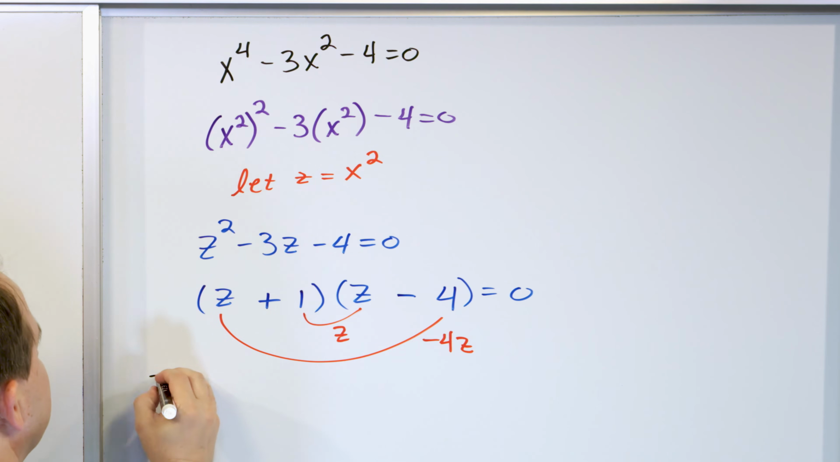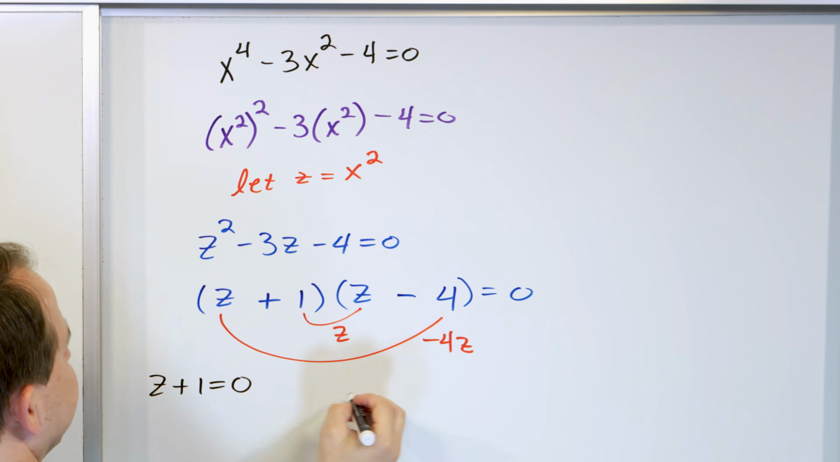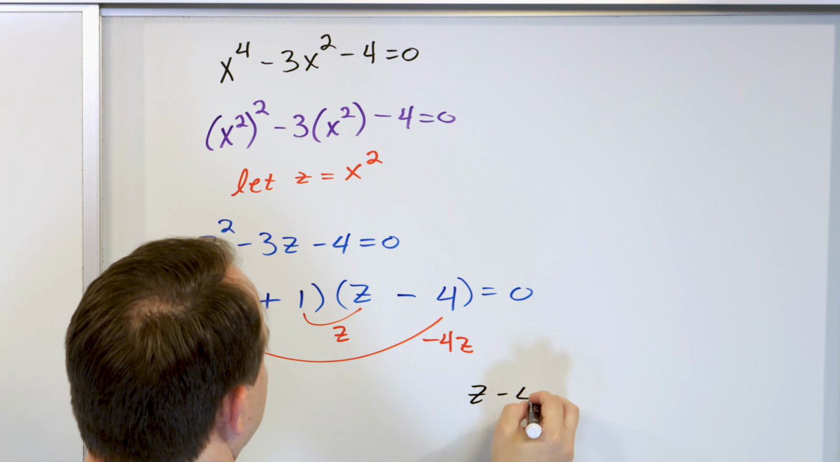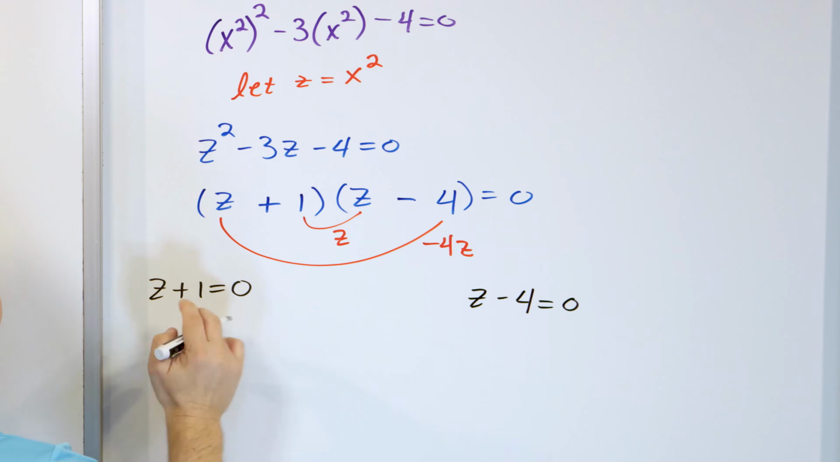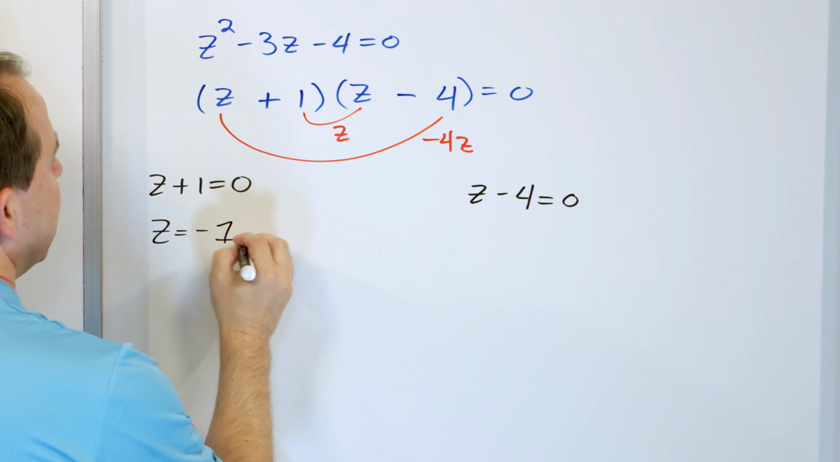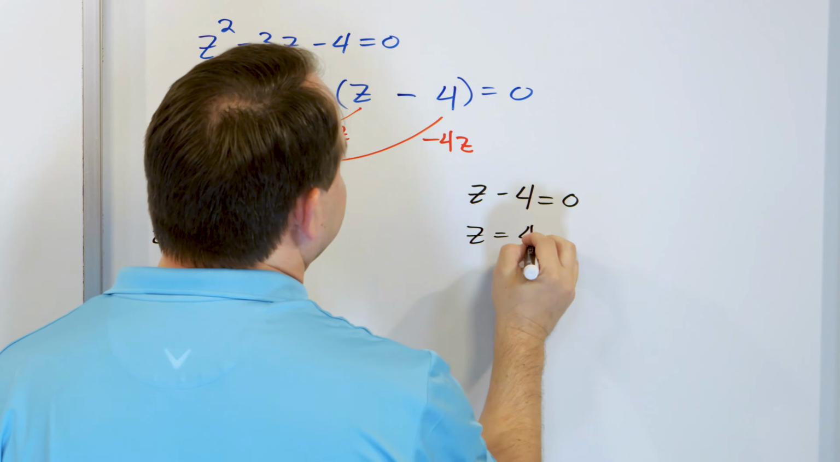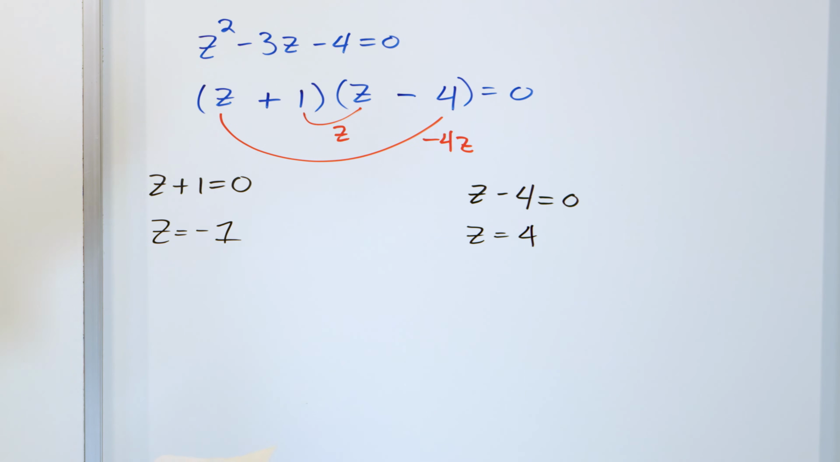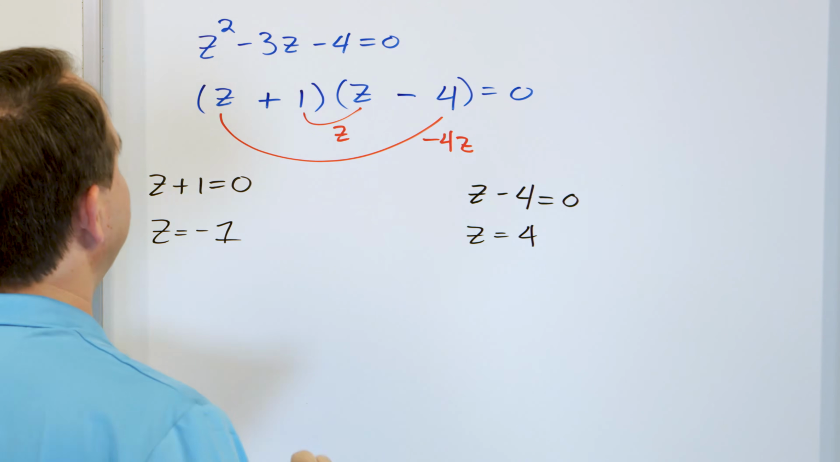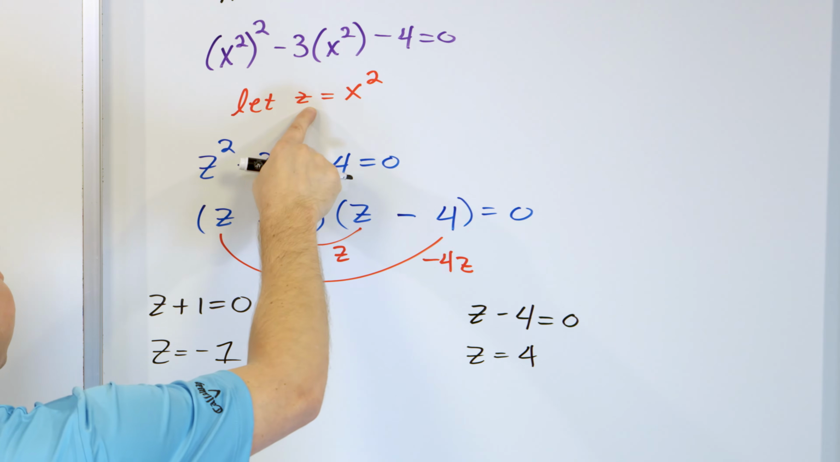So then I have z plus 1 equals 0, or z minus 4 can also be equal to 0. So I just solve and say that z can be equal to negative 1, and z can be equal to 4. Now, a lot of students will stop here and circle, but that's wrong, because the answer is not z equals anything. The answer is you want x. That's what your problem was given to you in. So I'm going to substitute this in.